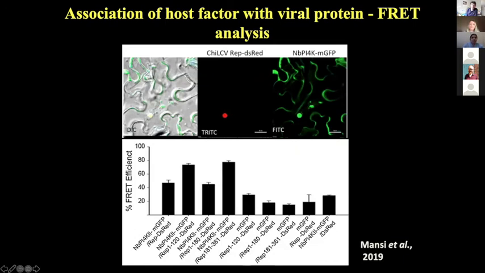We found the association of the host factor, that is PI4 kinase from Nicotiana benthamiana, with the viral replication initiator protein, which is involved in replication. The association was found to be direct and taking place in the nucleus. Next.